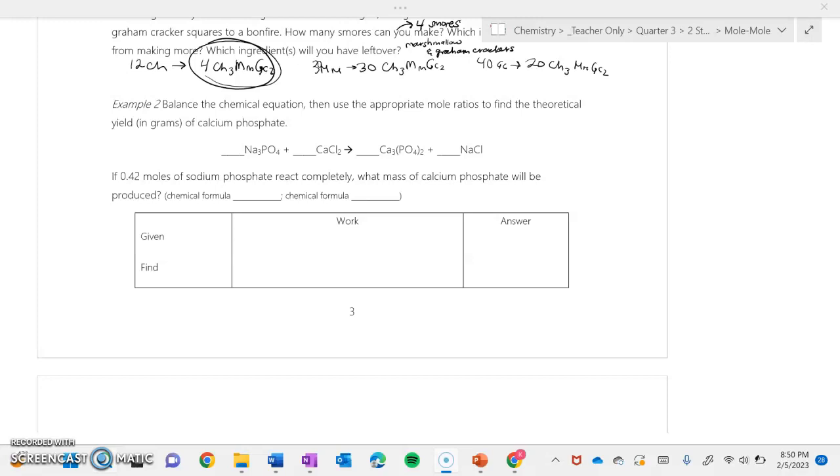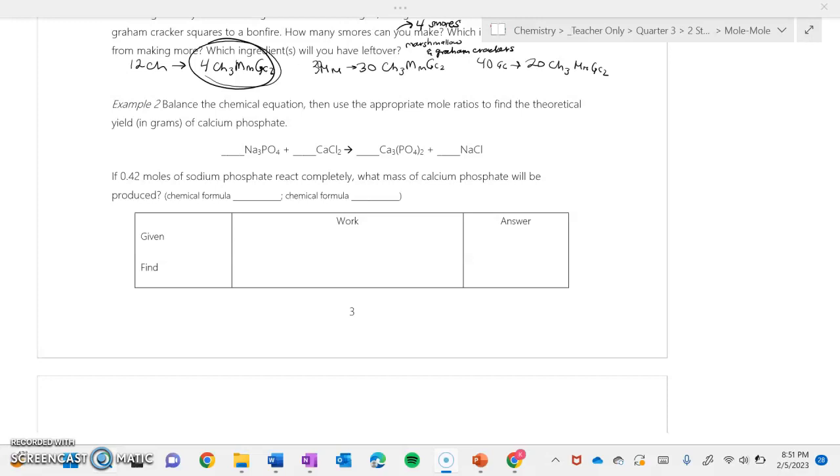It says balance the equation, then use appropriate mole ratios to find the theoretical yield in grams of calcium phosphate. So let's start by balancing the chemical equation, and then that will become clearer of what our mole ratios will need to be. So looking at this equation, pick an element that's not balanced.